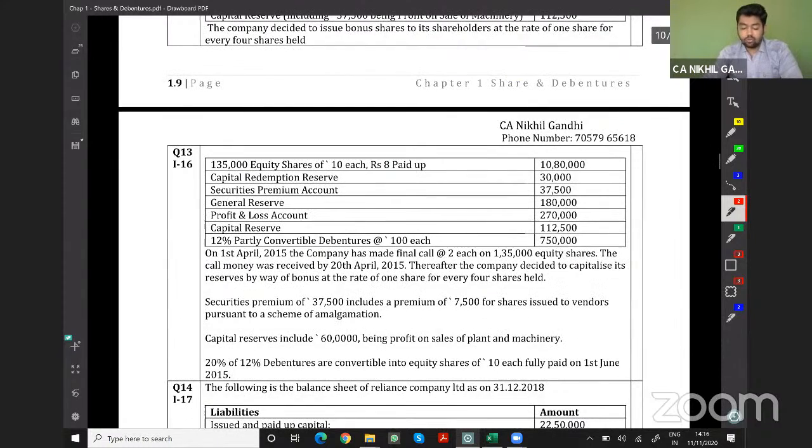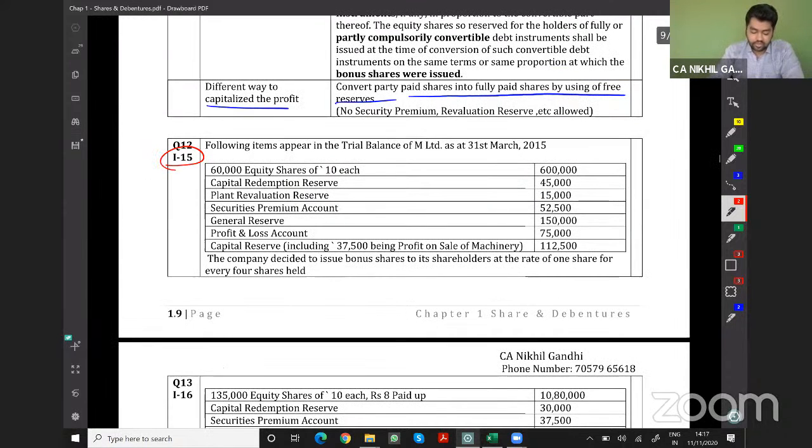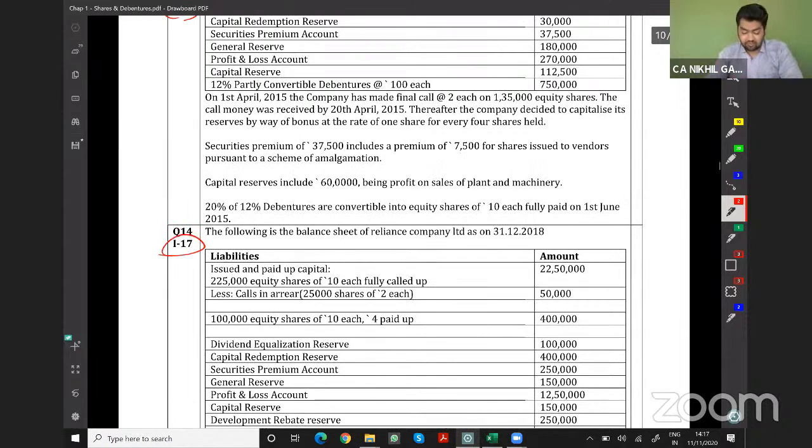We should scroll now. All these sums are illustration 5, 15, illustration 16, and so on. You can refer to your module and practice the same.